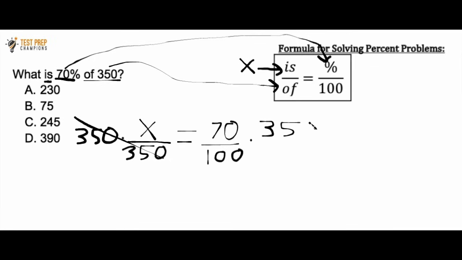All right, so I have 70 divided by 100 times 350 now. Okay, so now what I want to do is you can just put this in your calculator if that's easiest for you. And if I do that, the answer is going to be C, 245.